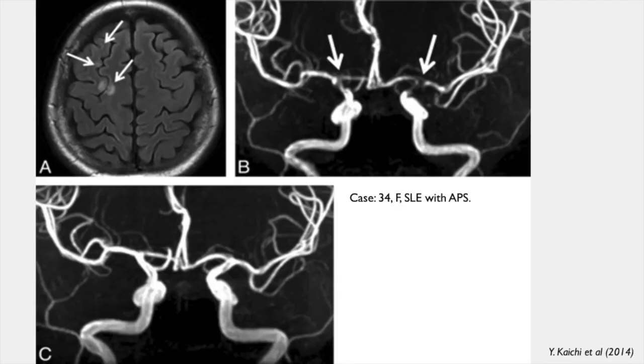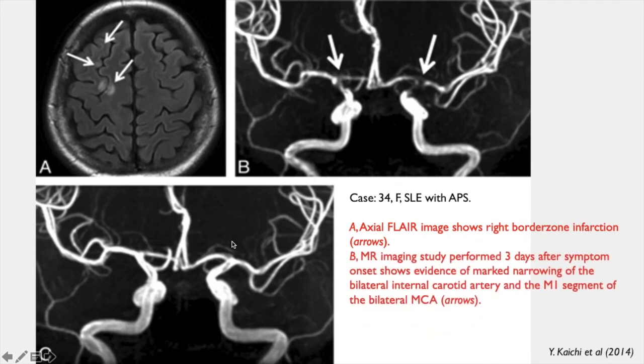Okay, another case, we have a 34-year-old female with SLE with APS. You can see there's evidence of right border zone infarct in these FLAIR images. And you can see in the MRI TOF image, there's significant vascular narrowing involving the bilateral M1 segment of the middle cerebral artery as well as the bilateral internal carotid artery. This patient was followed up 2 months later with MRI TOF, and we noted a resolution of the arterial stenosis with a good caliber of these vessels.